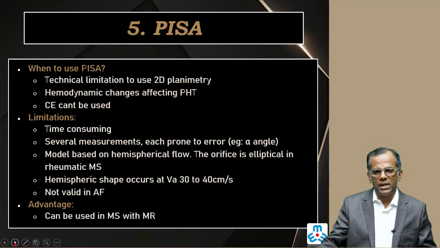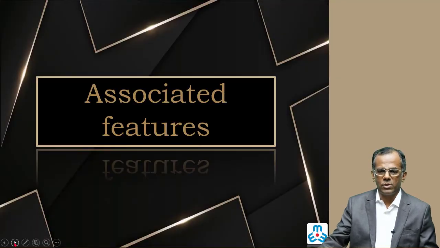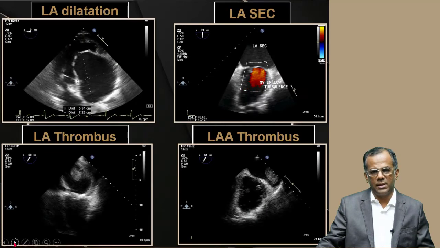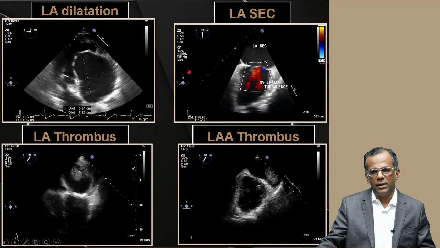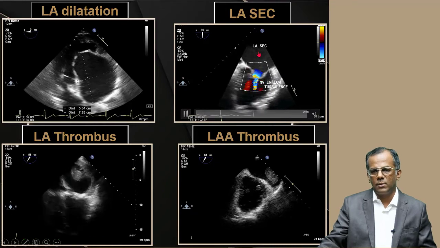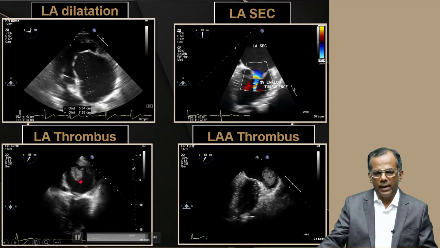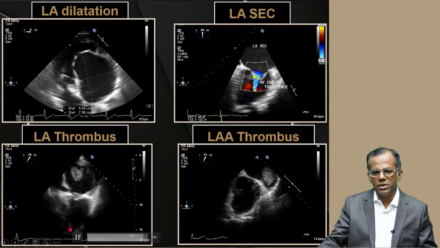The model of PISA is based on hemispherical flow, while the rheumatic orifice is elliptical. And this hemispherical shape occurs only at aliasing velocity between 30 and 40 centimeter per second. This is not valid in atrial fibrillation, but the greatest advantage of PISA is it can be used in MS with MR. So, what are the associated features of mitral stenosis? You can have an LA dilatation, a spontaneous echo contrast which leads to thromboembolism, LA thrombus, and left atrial appendage thrombus.